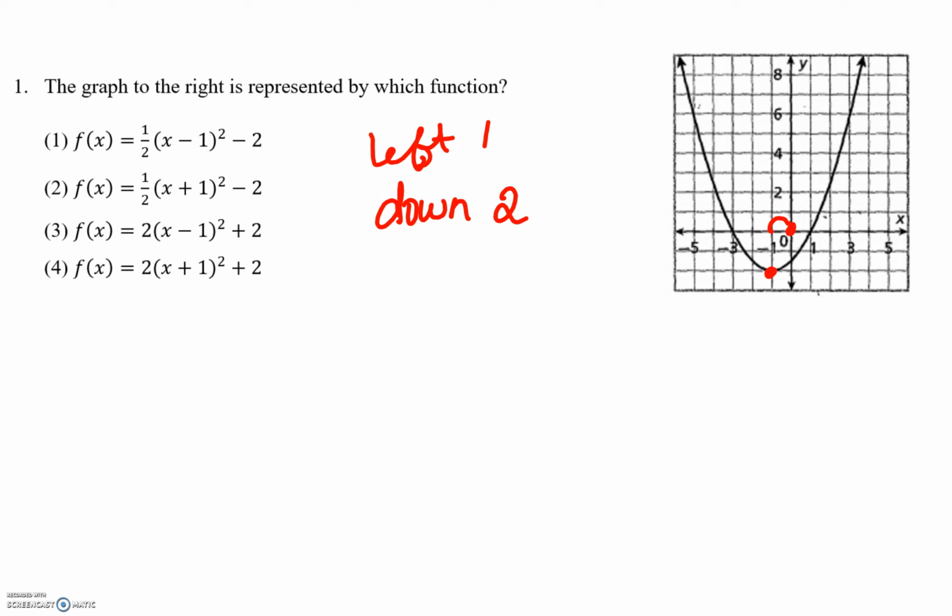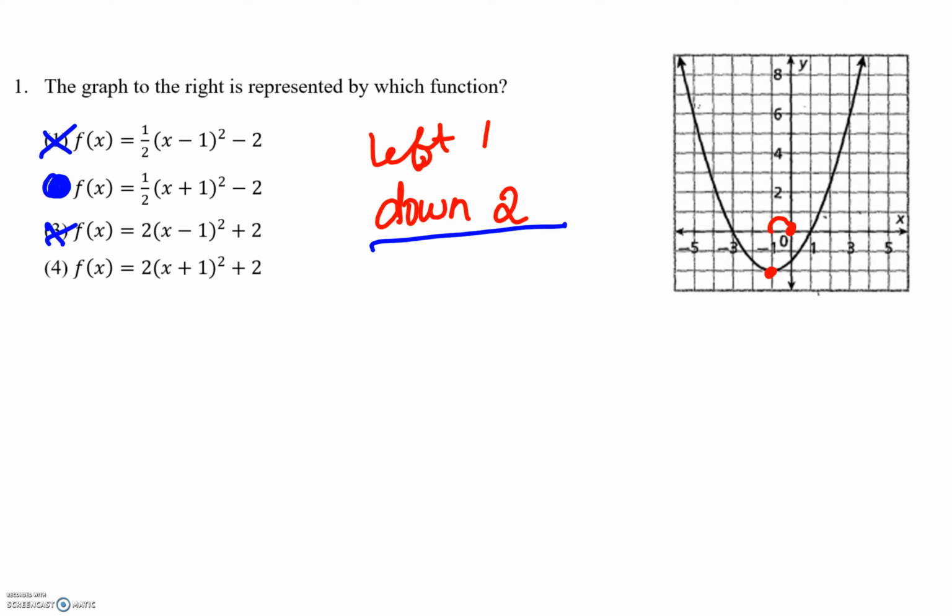So the left 1, we want an addition sign inside the parentheses. So that means 1 and 3 is eliminated. Now to figure out down 2, we want the number on the outside to be a subtraction sign, like we see right here. So by default, our answer is choice 2.